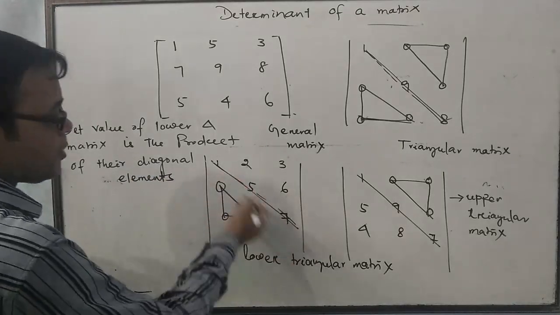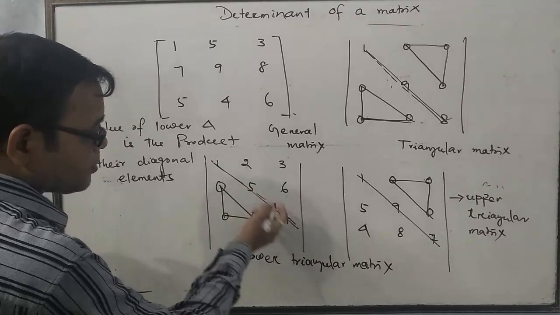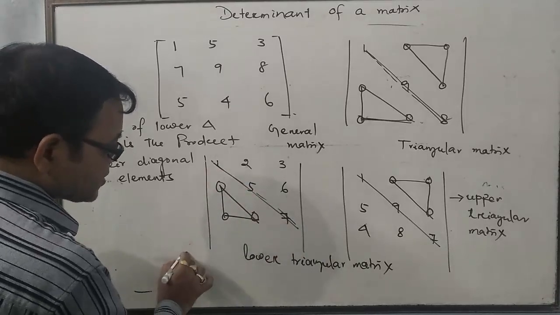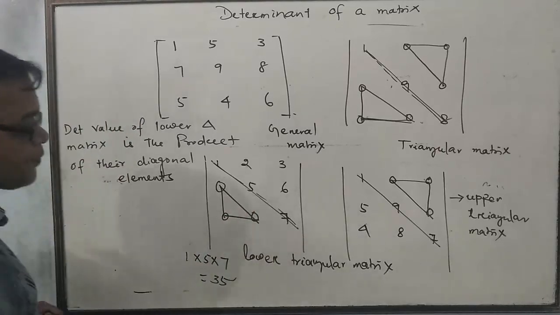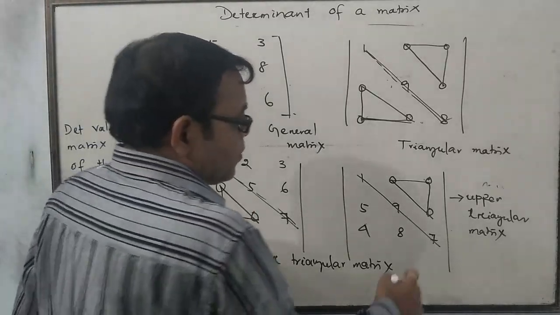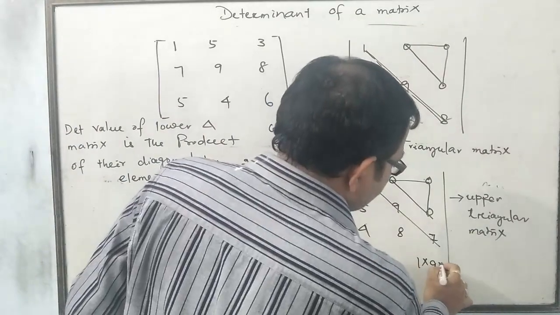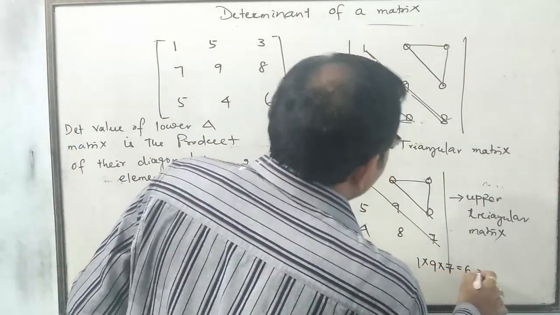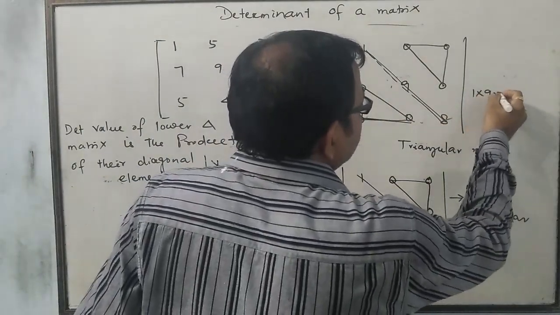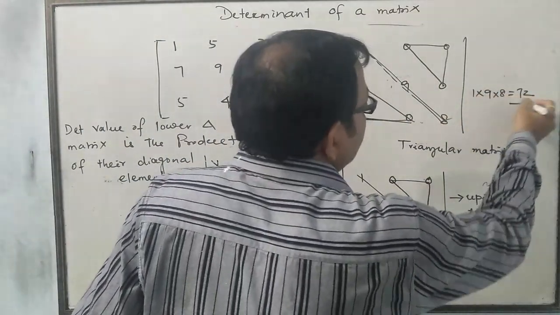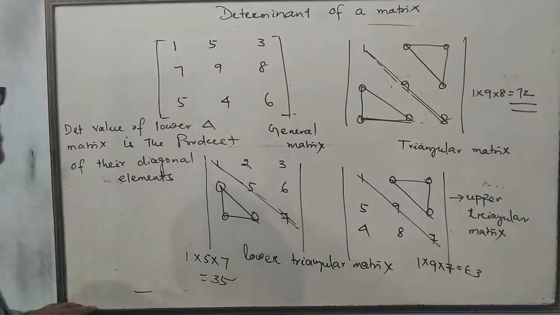So, what is the determinant value of this matrix? The answer is 1 into 5 into 7, very simple, the value is 35. Here you can write 1 into 9 into 7, which is 63. What is the value here? 1 into 9 into 8. The answer is 72.